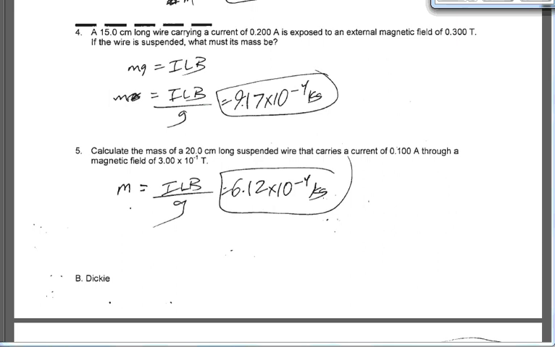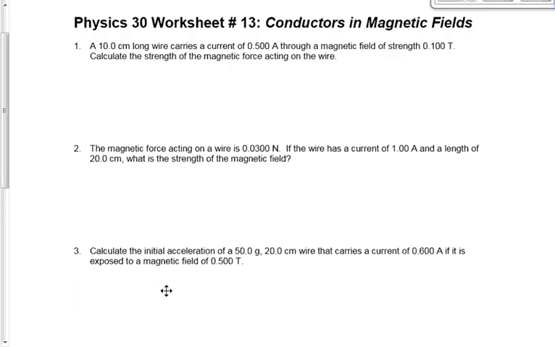All right, we got a request to go over question number 2. We got a request to go over question number 3. So let's go over number 2 here first. It says the magnetic force acting on a wire is 0.030 newtons, has a current of 1 amp, has a length of 20 centimeters. What's the strength of the magnetic field?